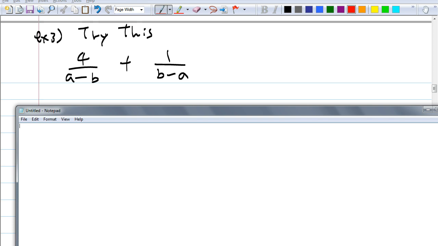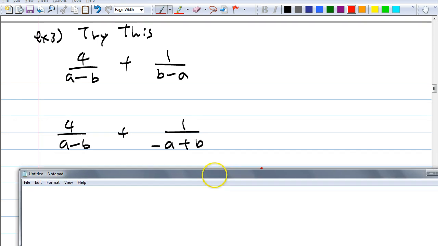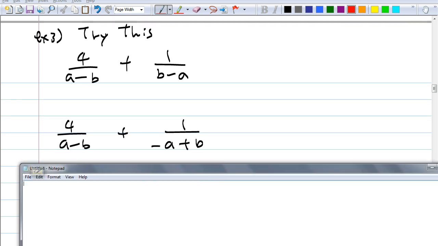Okay, a lot of you got the right answer, 3 over a minus b. Okay, let's see how we do that. So, the first fraction is good. The second one, look, b minus a, that's not in standard form, is it? So let's just rewrite that as a standard form. Did you all do negative a plus b? Okay, but we don't like that one because the other one, they don't look the same. And normally we don't want that leading coefficient to be negative.